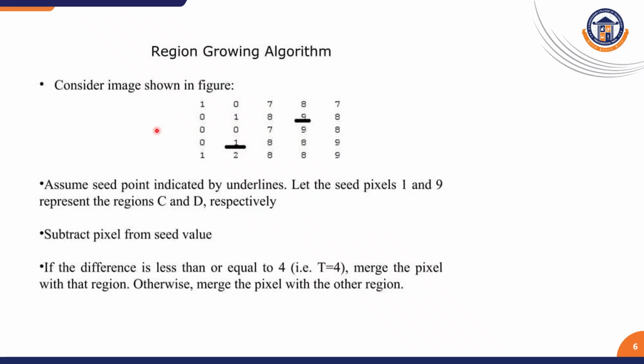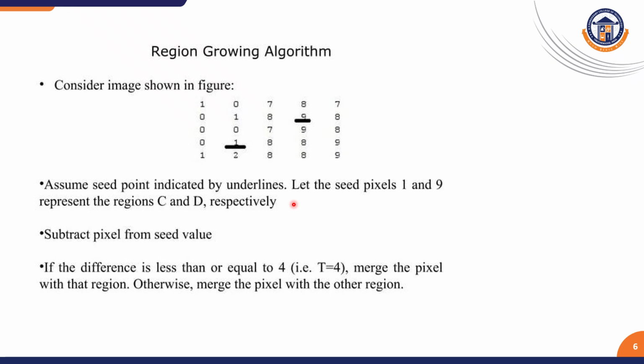Next is an example of the region growing algorithm. Consider a matrix image shown here, that is a 5 cross 5 matrix. Here the intensity levels are shown, and assume the seed points are indicated by underlines, that is 1 and 9 are the seed points. Let them represent the regions C and D respectively.